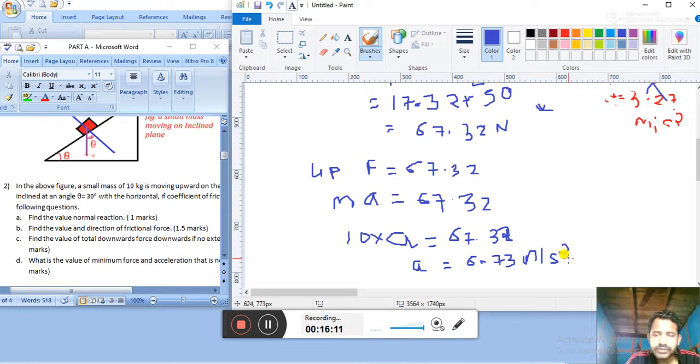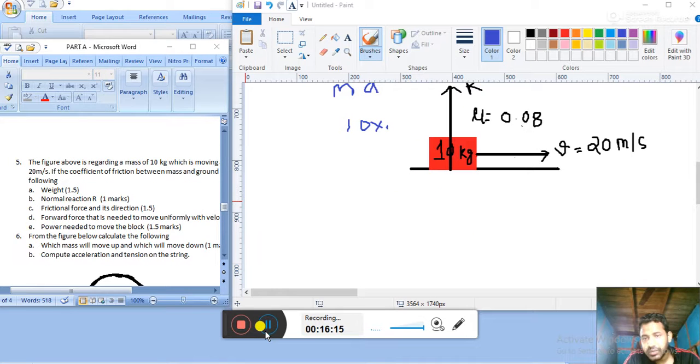Now we will go on to the next question. Let us solve this question also in the same way. The reaction is given, mu is 0.8, just write 0.8 instead of 0.08, otherwise you will get a very small value, and it is moving forward with velocity v equals 20 meters per second. So how do you solve?